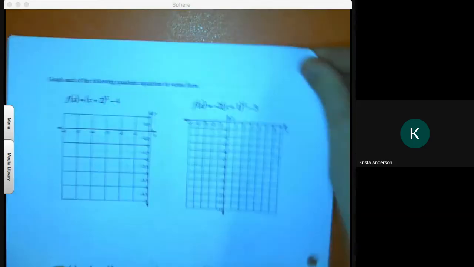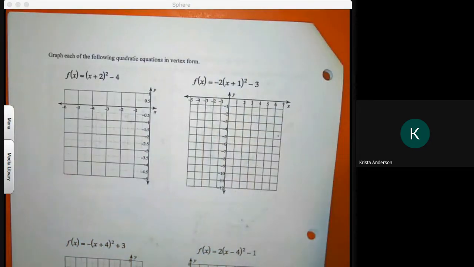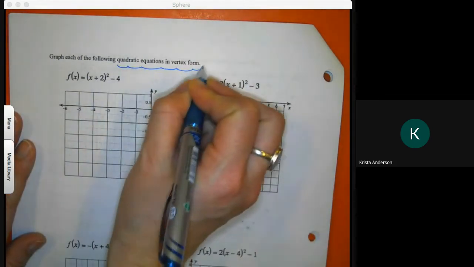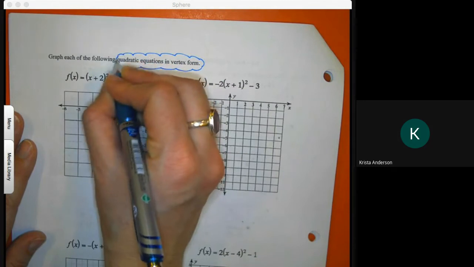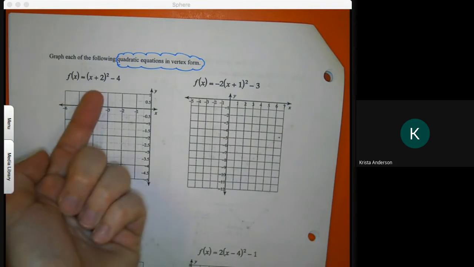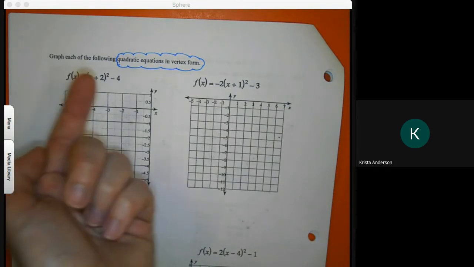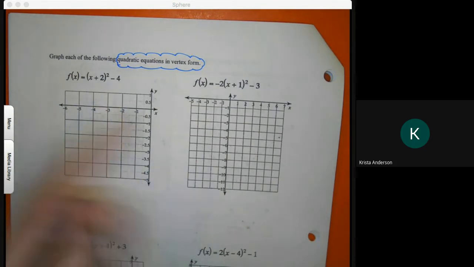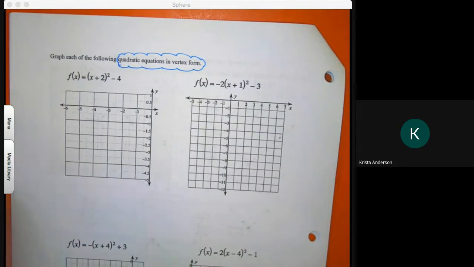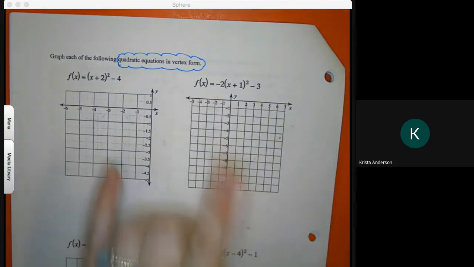Turn the page. These ones are quadratics in vertex form. Do they look kind of similar, right? I have a number inside the parentheses, and I have a number outside. I'm going to build a table, which you will have to do on your assignment. For these ones, you have to build a table.